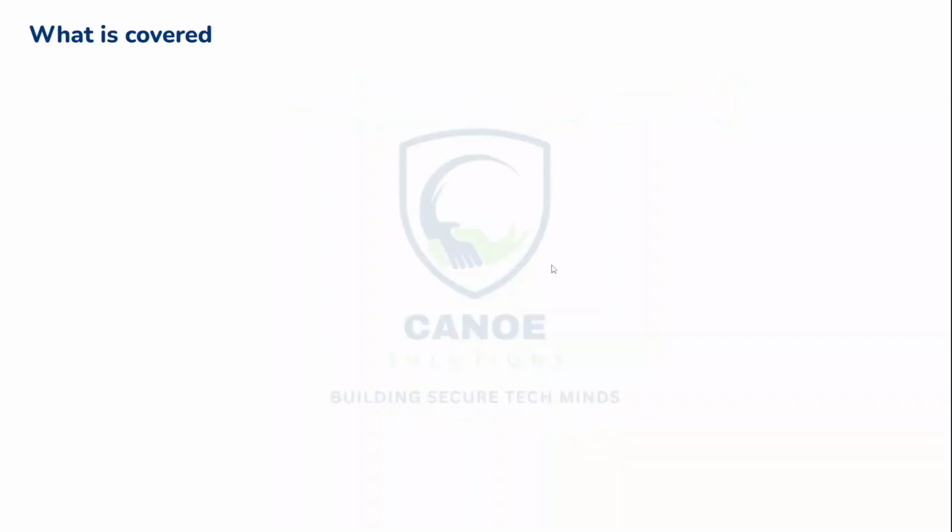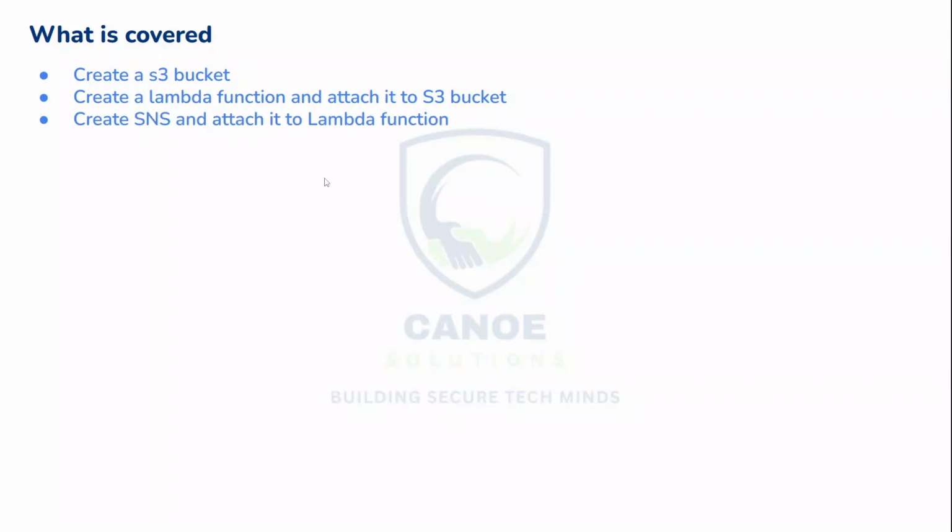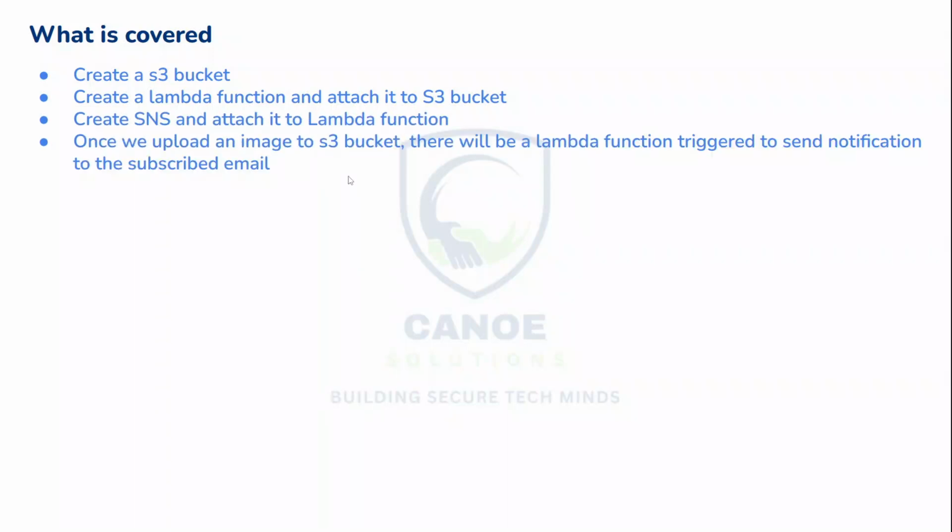What is covered in this session is we'll create an S3 bucket, we'll create a Lambda function and attach it to the S3 bucket, and we'll create an SNS topic and attach it to the Lambda function. Once we upload an image onto the S3 bucket, a Lambda function will be triggered to send a notification to the subscribed email. So this is what we'll be doing today. We'll see it in the demo.